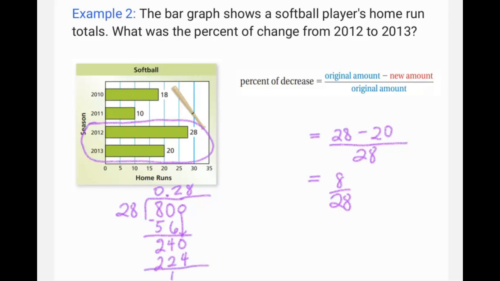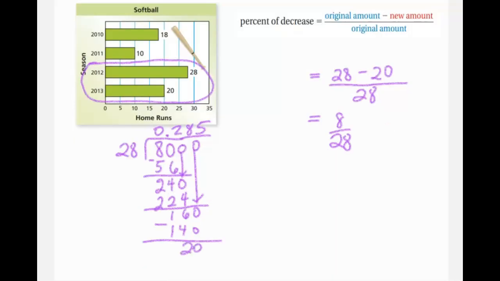And then we have 16. So we'll bring another 0 down because 28 cannot go into 16, but we can try the 160. So 28 goes into 160 about 5 times, and that should give us 140, and that will give us 20.